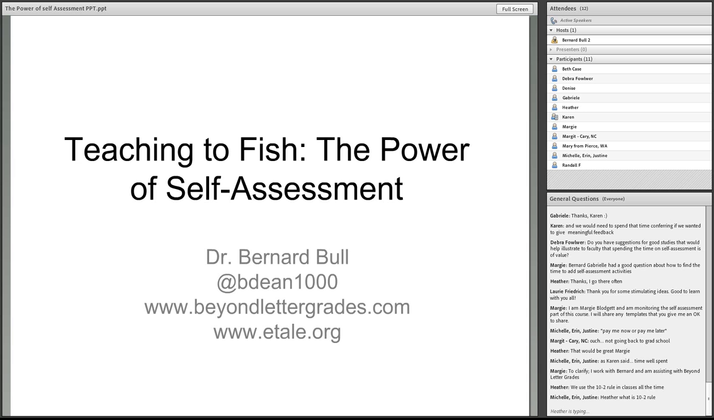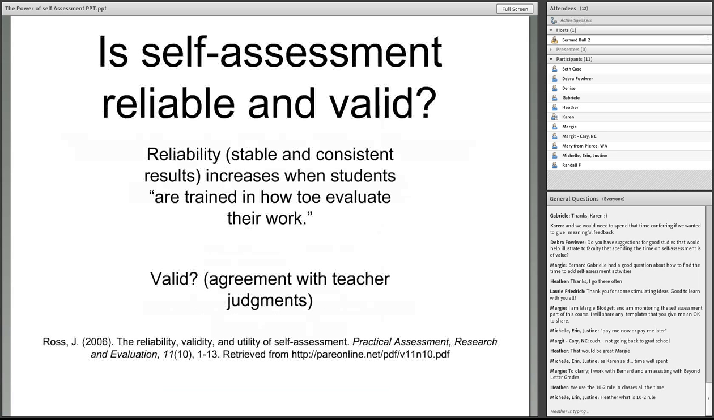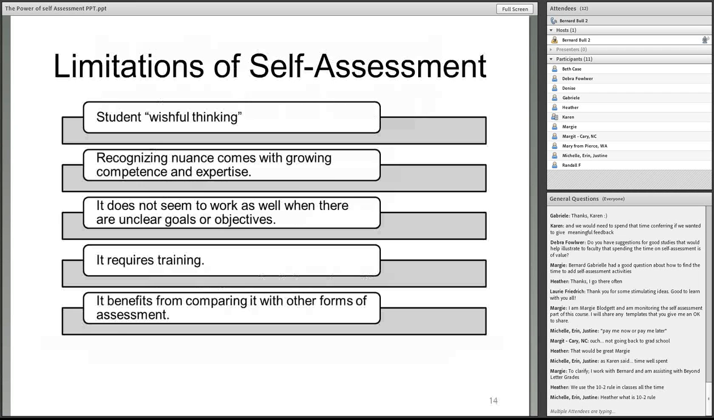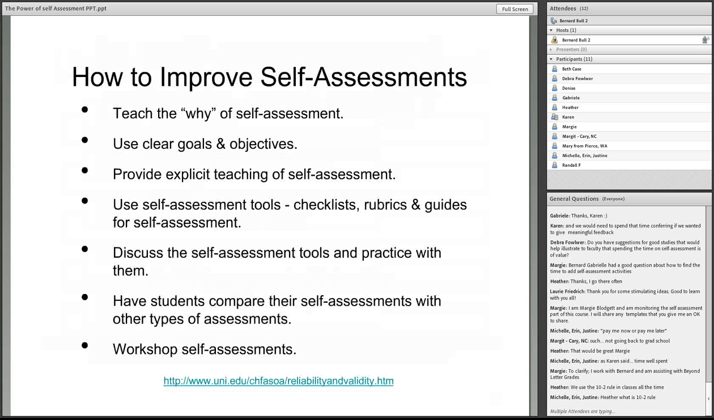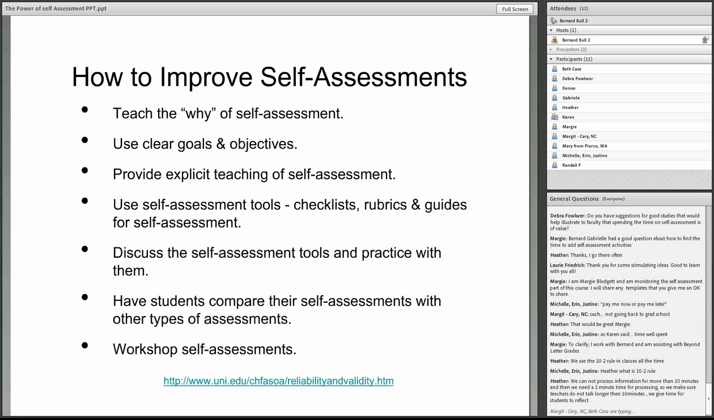Deborah wrote, do you have suggestions for good studies that would help illustrate to faculty that spending the time on self-assessment is of value? The one study that I shared before, Deborah, is a good one. That's a useful study, the one from 2006. And I could pull out some other resources that I've gathered together in my research. I could try to put that on the Google Plus community as well. I would argue, though, that the key is not just self-assessment. I would package self-assessment along with formative assessment, and then you have just a massive body of knowledge. It's very hard to question.